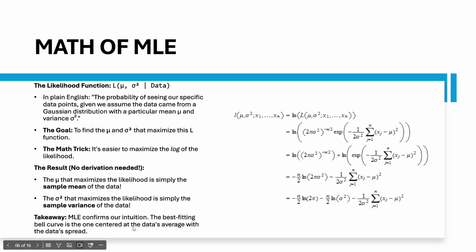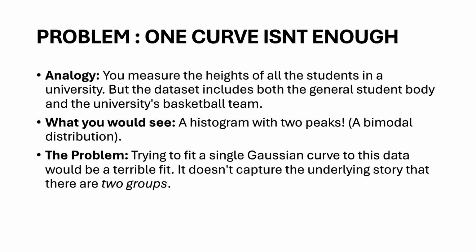So the best fitting bell curve is the one that is centered at the data's average with the data spread, where the data's average is basically your mean and your data spread is basically your variance. So we try to maximize the likelihood of your mean, and you try to maximize the likelihood of your variance for that particular data. So we have one curve.